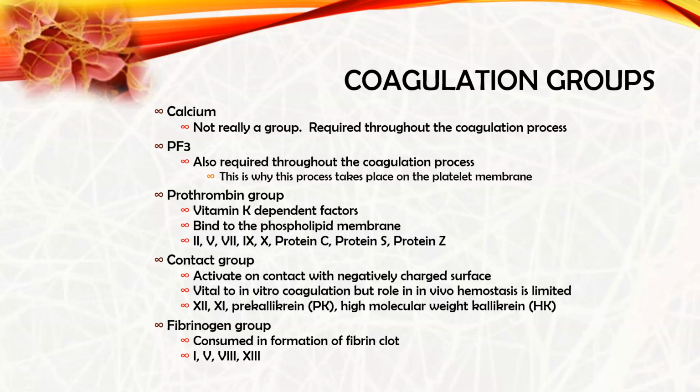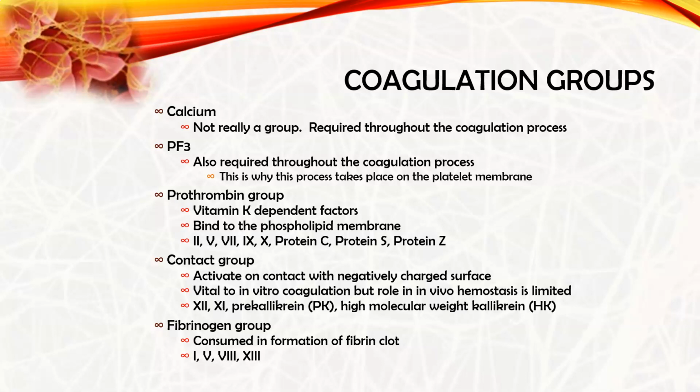So one of the ways we anticoagulate blood in the person is by interfering with vitamin K and the vitamin K dependent factors. These bind to the phospholipid membrane. So the members of the prothrombin group are 2, 5, 7, 9, and 10. And all except 9 are in the common pathway. 9 is actually in the intrinsic. And we'll talk more about that as we go along here.